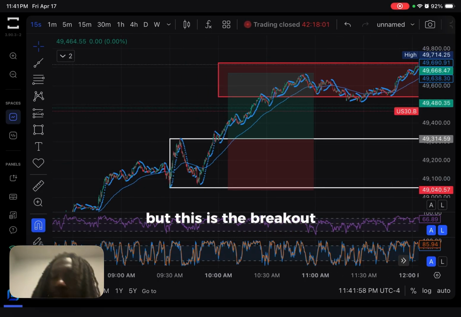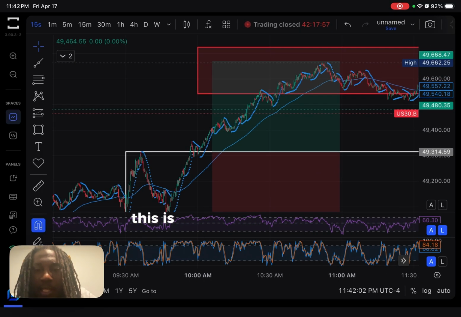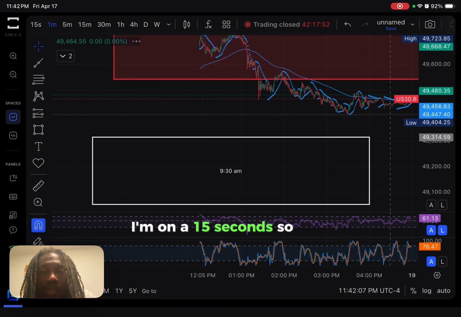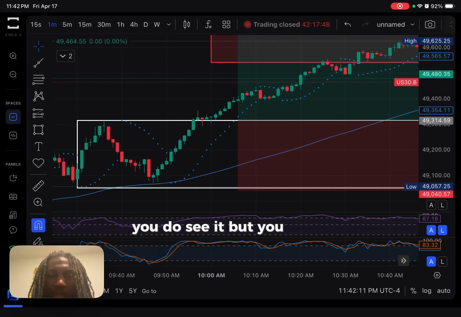But this is the breakout and retest strategy. This is what I use to make the bag. This is what I use to simplify my trading. As you see, I'm on a 15-second. So like I said, on a 1 minute time frame, you don't really see that retest. You do see it, but you don't, right?